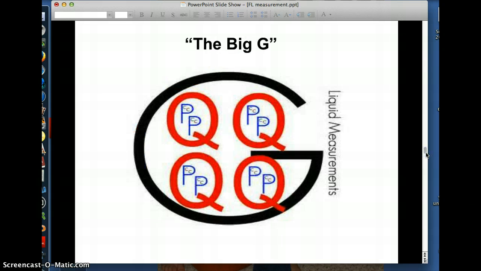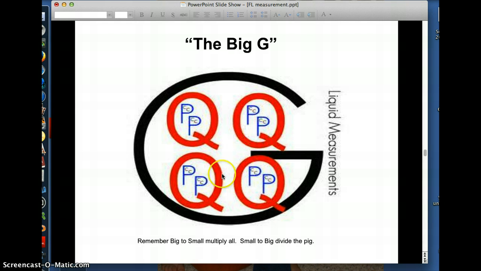All right, so to help memorize, get these in your head, a quick way is you can write it down real quick and keep track of it. I still use it. It's the big G. So in the big G, there are 4 Qs because 4 quarts make a gallon. Inside of each Q are 2 pints because 2 pints make a quart. Inside of each pint are 2 Cs because 2 cups make a pint.